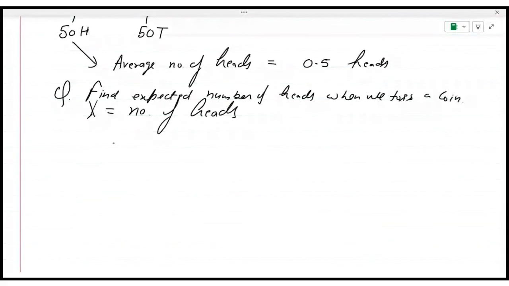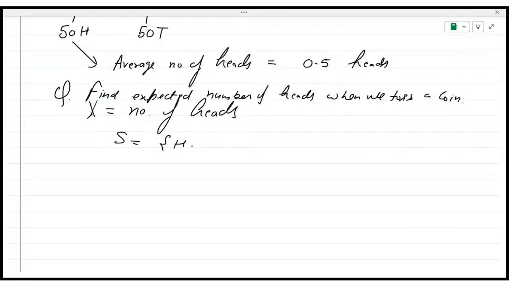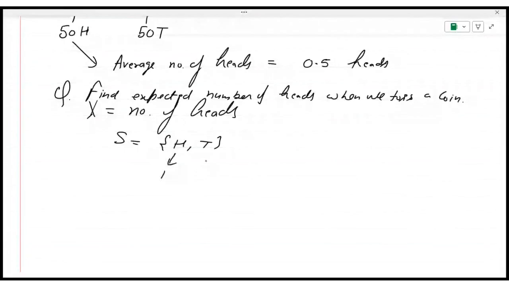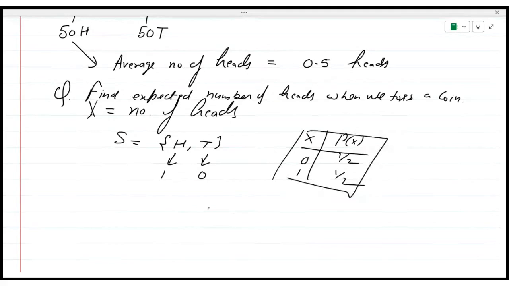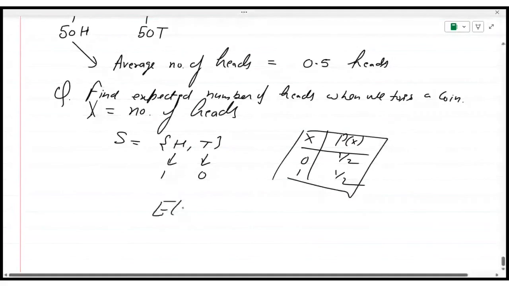Now when you toss a coin, only two possibilities are there, head or tail. In this possibility there is one head, in this possibility there is no head. So what are the possible values of x? Either 0 heads or 1 head. What is the probability of 0 heads? 0 heads means only tail. What is the probability of tail? 1 by 2. What is the probability of head? 1 by 2. So now this is the probability distribution. Now find the expected value of x.